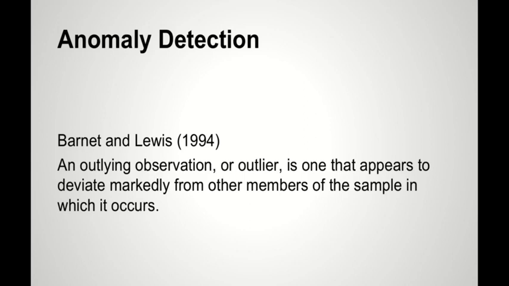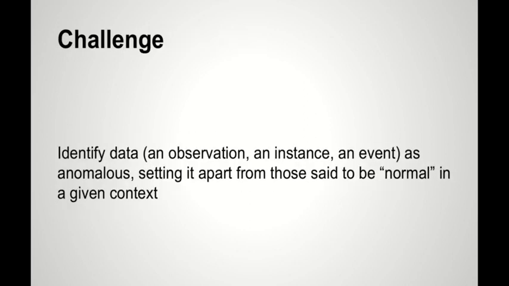The challenge is to identify data, which could be an observation or an instance or an event. Those are names we could use for it. So identify data as anomalous, setting it apart from those said to be normal in a given context. Here the context is really the key.